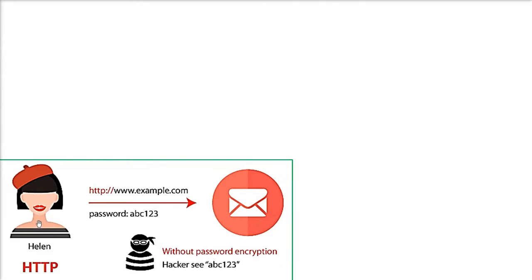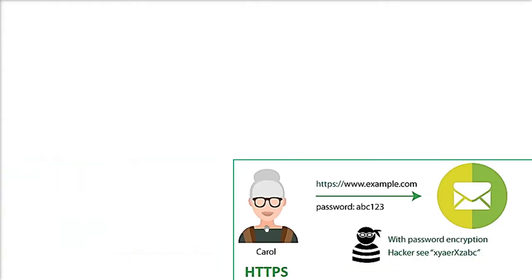Here Helen is accessing a website called HTTP and some website name. She is giving the password. Now the hacker is very happy because the password is going in plain text. There is no encryption. Here Carol is smart. She is using an HTTPS website and now she is sending the password.